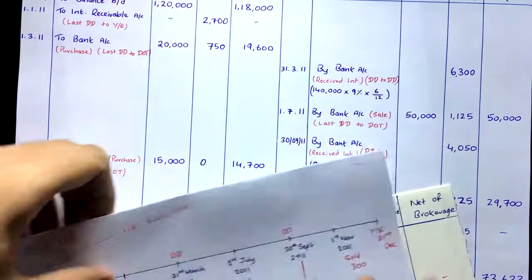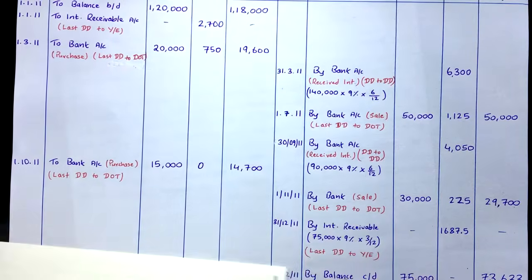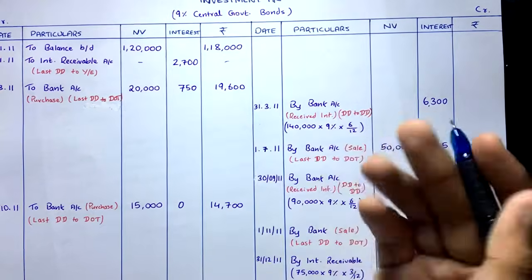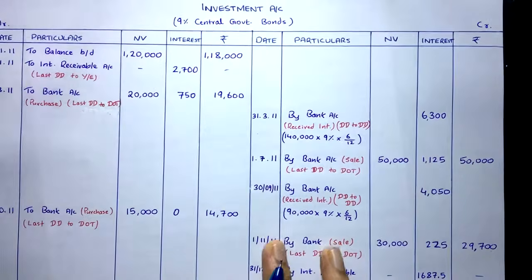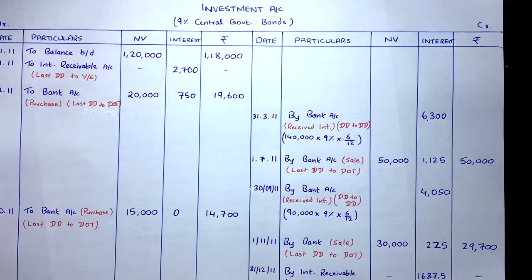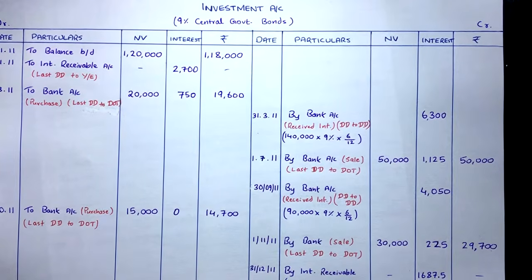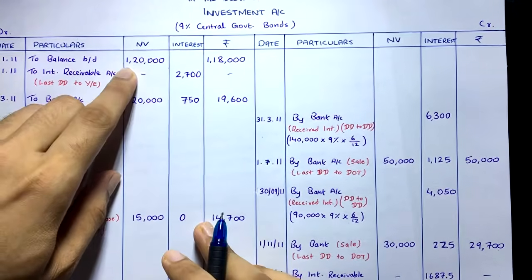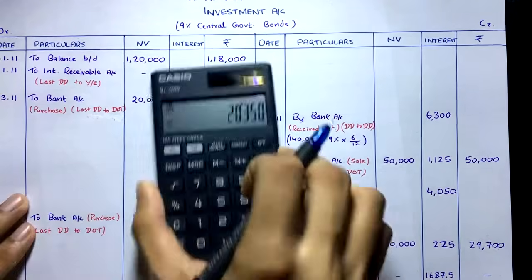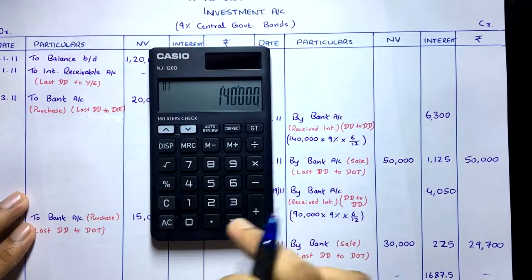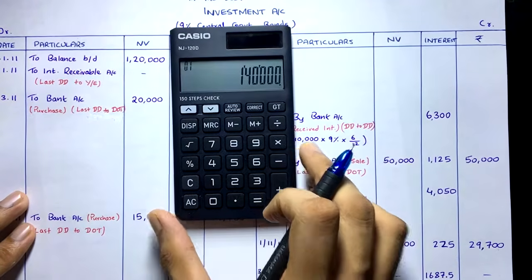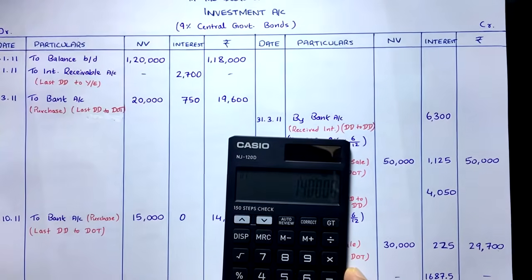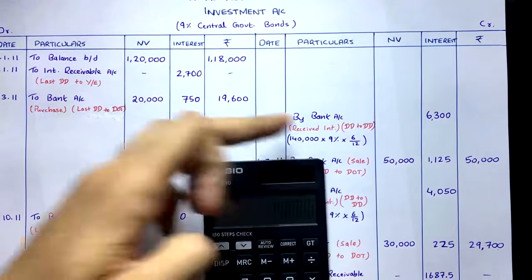Now see, how are we going to pass the entry for that? It's very simple. On the posting of 31st March 2011, we are going to receive the interest on the face value. But how many bonds do we have now? 20,000? No, we have 20,000 plus 120, so we have 1,40,000 face value bonds. On this you have to calculate the interest. That's why we have the nominal value column over here for convenience, because we always calculate the interest on the face value.